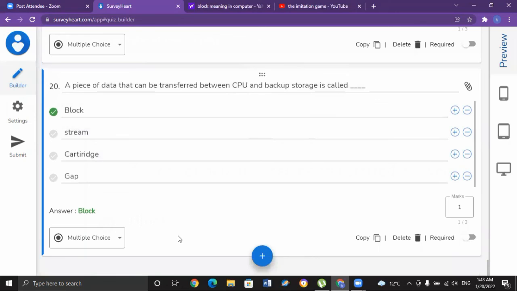A piece of data that can be transferred between the CPU and backup storage is called a block. Block actually refers to a hard drive or other storage device. A block is a segment of a large area that can be assigned to a particular device or transferred between the CPU and other backup devices. So the correct option for MCQ number 20 is A, block.